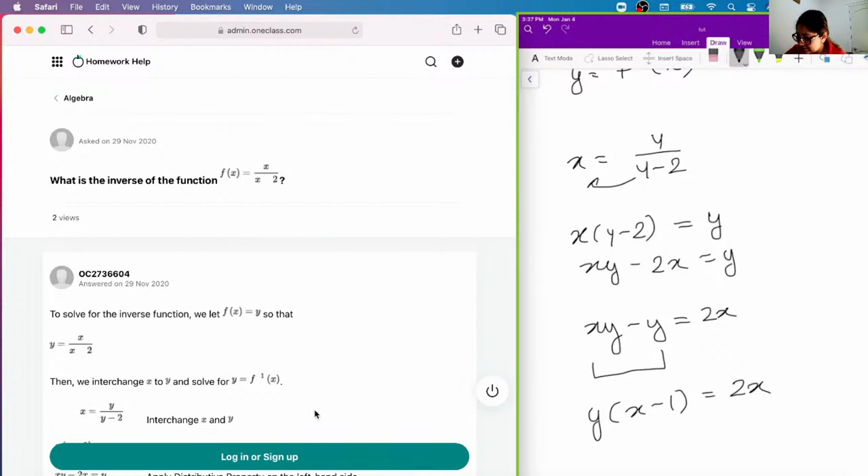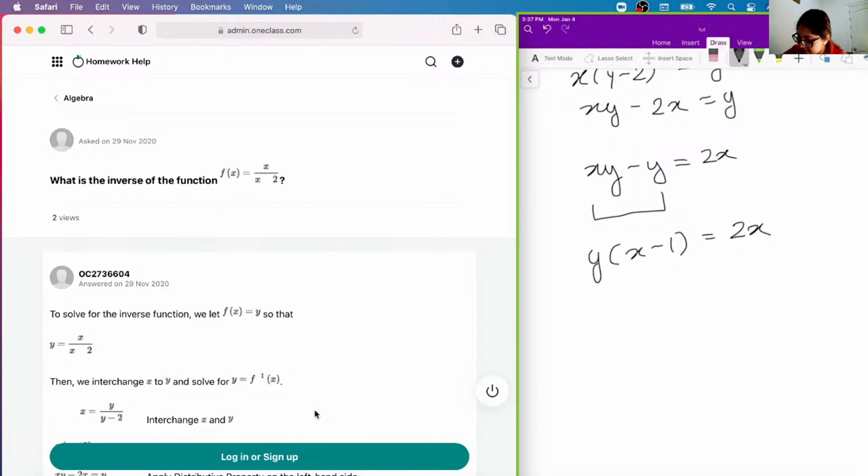So now we're almost there. We just need to isolate y in this case. So to isolate y, we need to move everything that's attached to it to the other side. In this case, we just have to move x minus 1 to this side, and it's going to be in a division state. So we have y is equal to 2x over x minus 1.